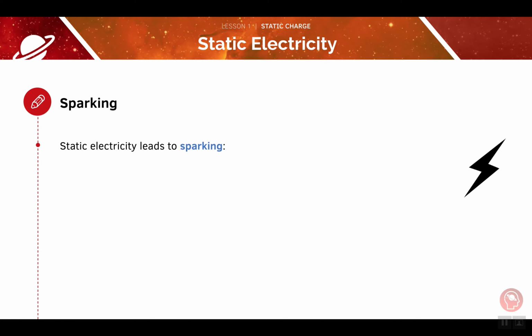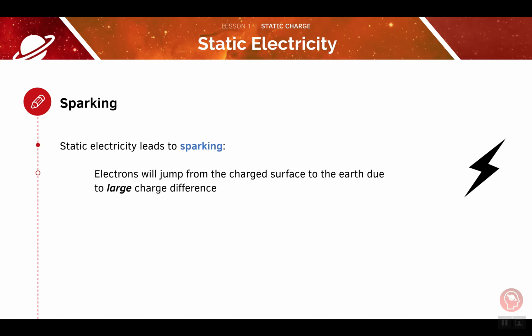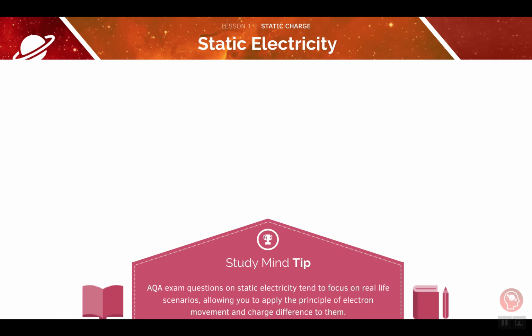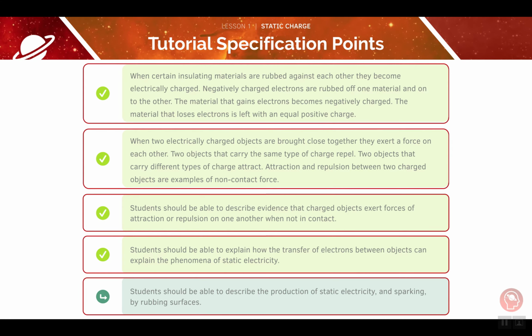Static electricity can lead to sparking. Eventually, the charge difference between the Earth and charged surface gets so big that electrons will jump from the charged surface to the Earth. As electrons jump, we will be able to see a spark. AQA exam questions on static electricity tend to focus on real-life scenarios, allowing you to apply the principle of electron movement and charge difference to them.